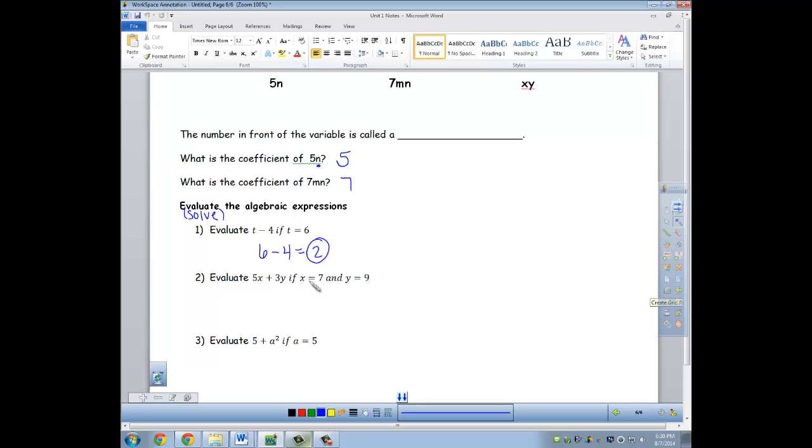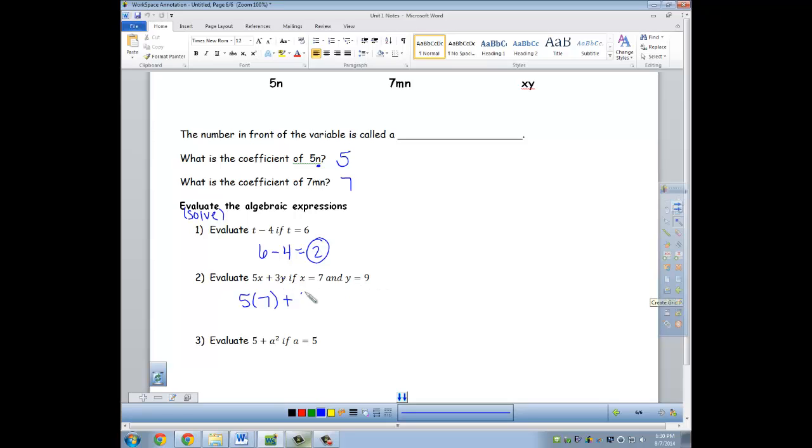Number 2, evaluate 5x plus 3y if x is 7 and y is 9. Okay, so x they said was 7, so I'm going to take out my x and put a 7. Notice this time I put parentheses around it so that it doesn't look like 57. I don't have an x, I don't have a dot. Parentheses work as multiplication. So 5 times 7 plus, then I have 3 times y.